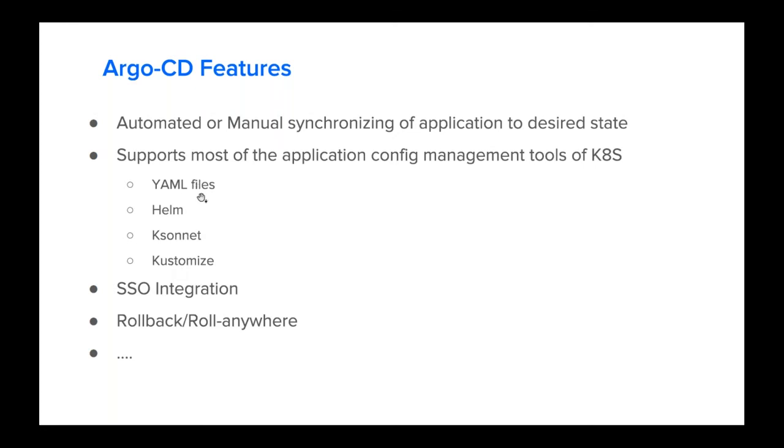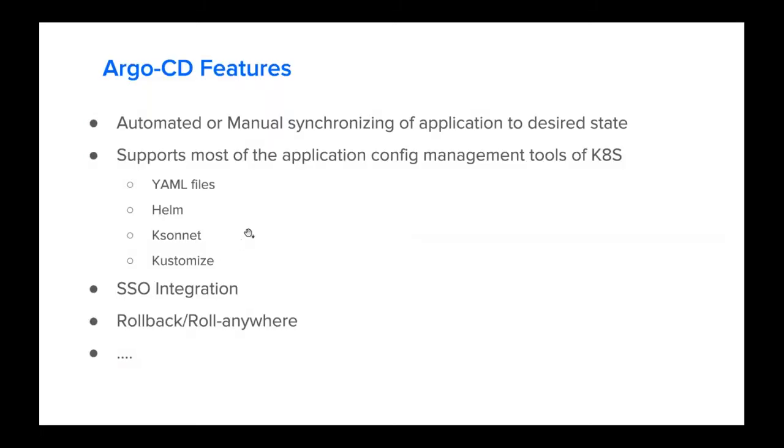In our previous webinars, we definitely talked about YAML files and Helm charts. There are two other tools which Argo supports. One is called KSonnet, a Jsonnet-based application package management. You could define your application in Jsonnet format, which Kubernetes can deploy. Similarly, Kustomize is another tool which you can use for defining the application. So Argo definitely has a lot of support there.